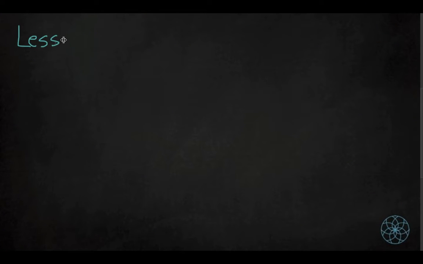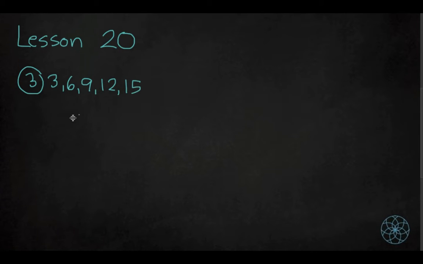Alrighty, well in lesson 20 we're going to be learning about the least common multiple as well as reviewing what it means to be a multiple. So a multiple just means that you're counting by a certain number. So if we're talking about multiples of say 3, just start counting by 3. 3, 6, 9, 12, 15. So these would all be multiples of 3.